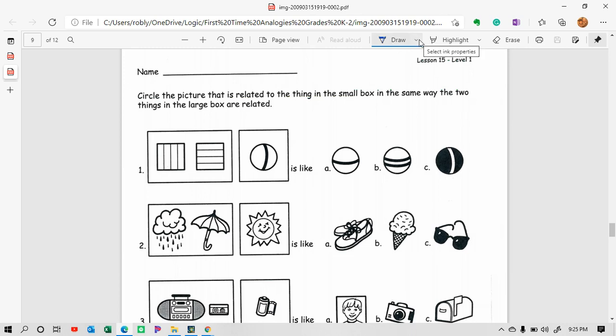So if you remember, we look at the first set of pictures and see how they're related, how they change. Here we have a square that's split up into four pieces, and the lines are going up and down. Do you notice any kind of change? Yeah, it's still in four pieces, but the lines are going sideways now. So can we have the same thing happen to this ball? So the line is going up and down. Can we have the same kind of change happen?